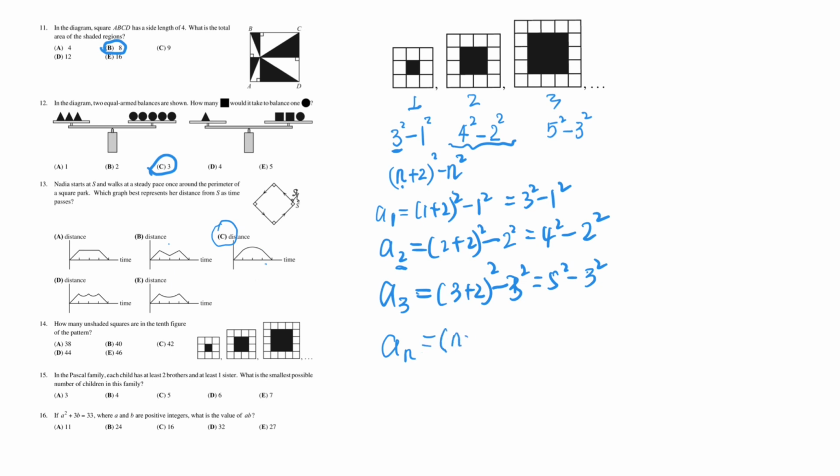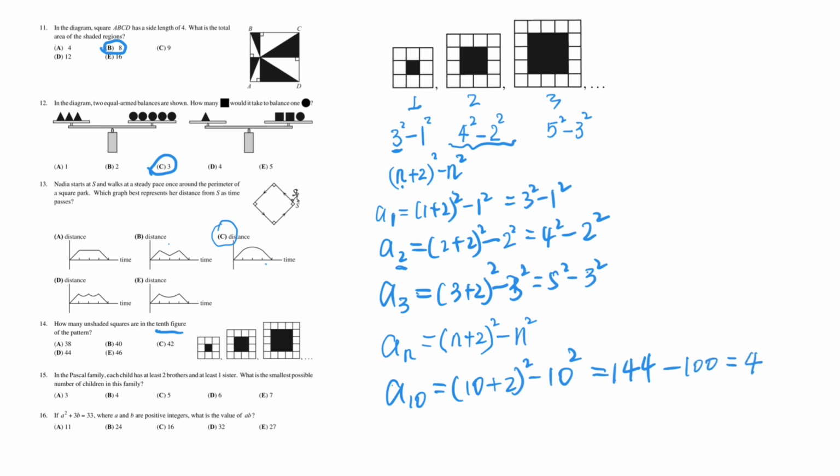So the general term for the nth figure is n plus 2, squared, minus n squared. Now the problem asks for the tenth figure. That means A10, n equals 10: 10 plus 2, squared, minus 10 squared. So 12 squared is 144, and 10 squared is 100. Therefore, there are 44 unshaded squares. So the answer to number 14 is D.